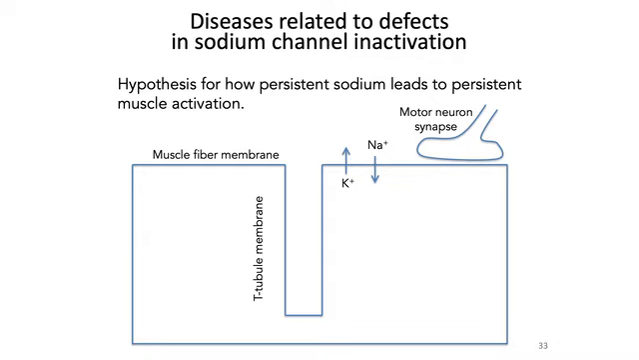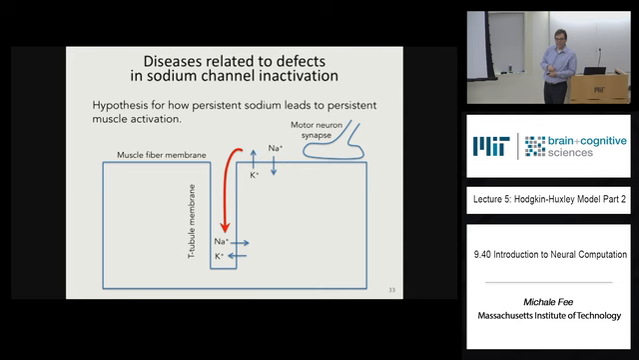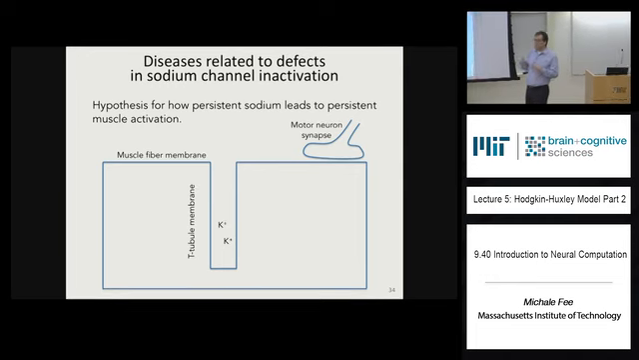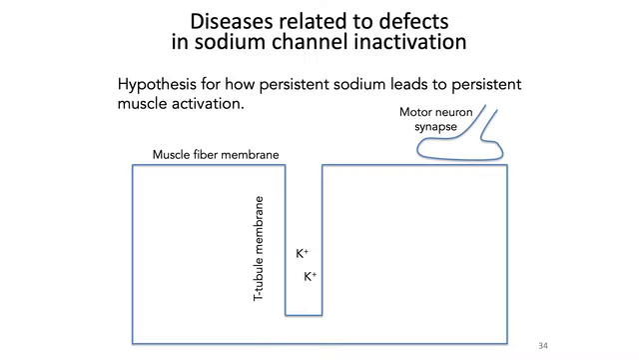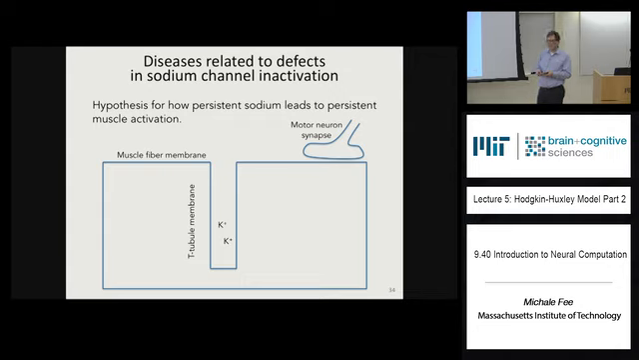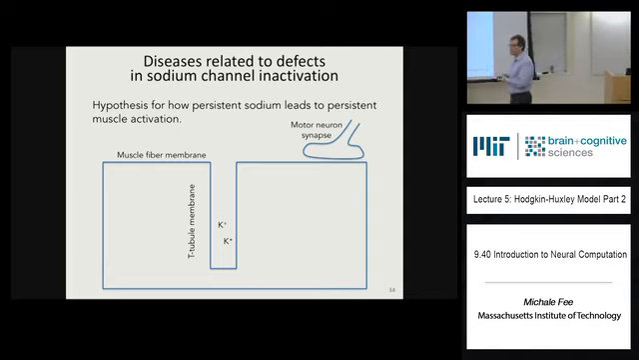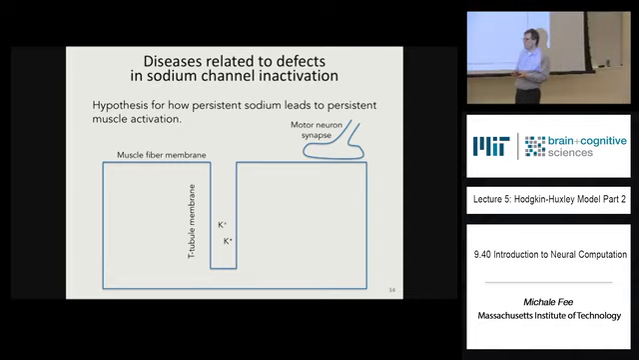Now that action potential propagates into the T-tubule, which means you're going to have sodium flowing into the cell and potassium flowing out of the cell. But out of the cell means into the T-tubule, right? So what normally happens is after an action potential, you're left with an excess of potassium in the T-tubule. So what do you think is going to happen? Anybody? Think back to the first lecture.